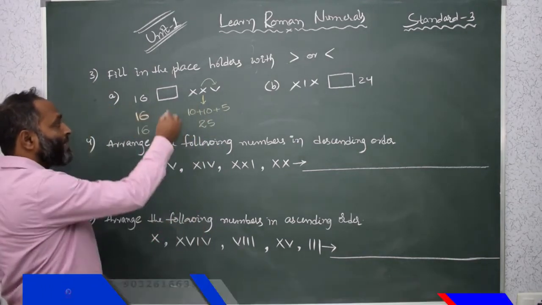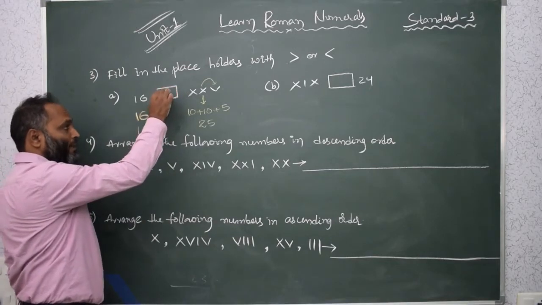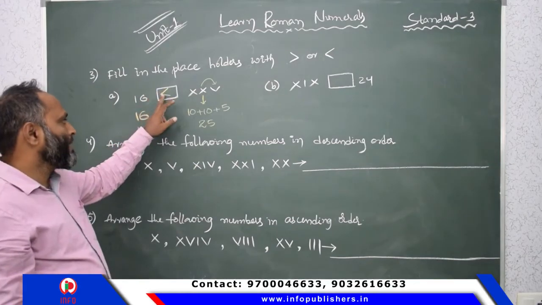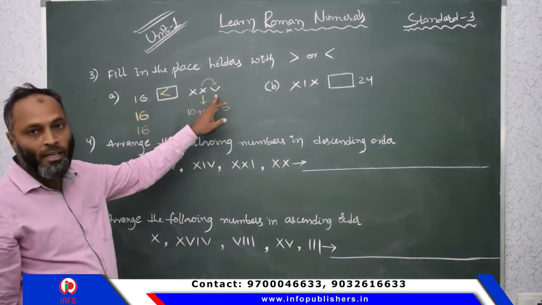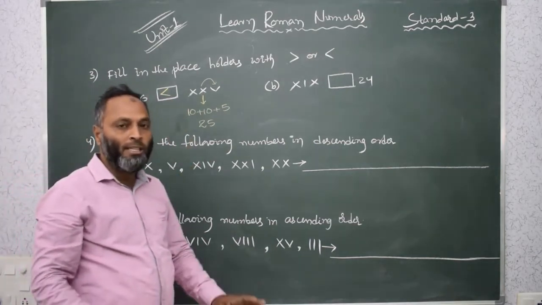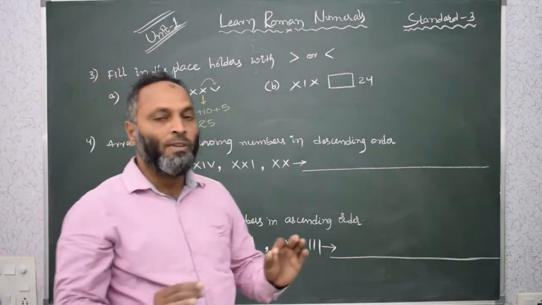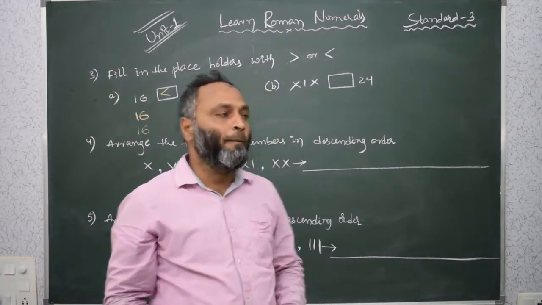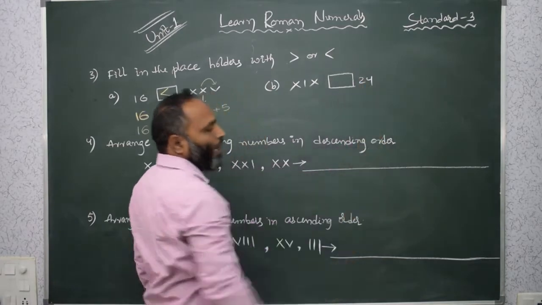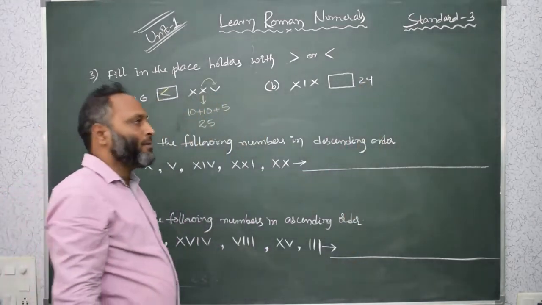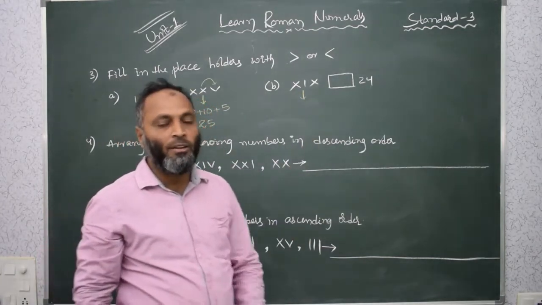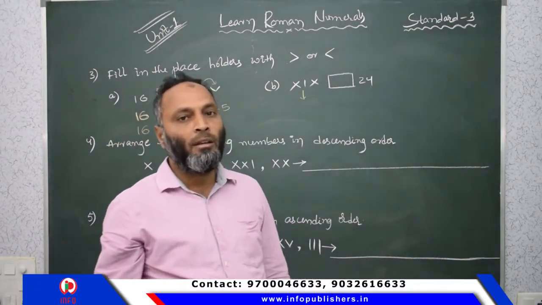It means 16 is smaller than, lesser than, 25. This is the less-than symbol: 16 is less than XV, which means 25. In this way we have to decide which one is smaller and which one is bigger. In the same way, here this is a Roman numeral and this is a Hindu-Arabic numeral.